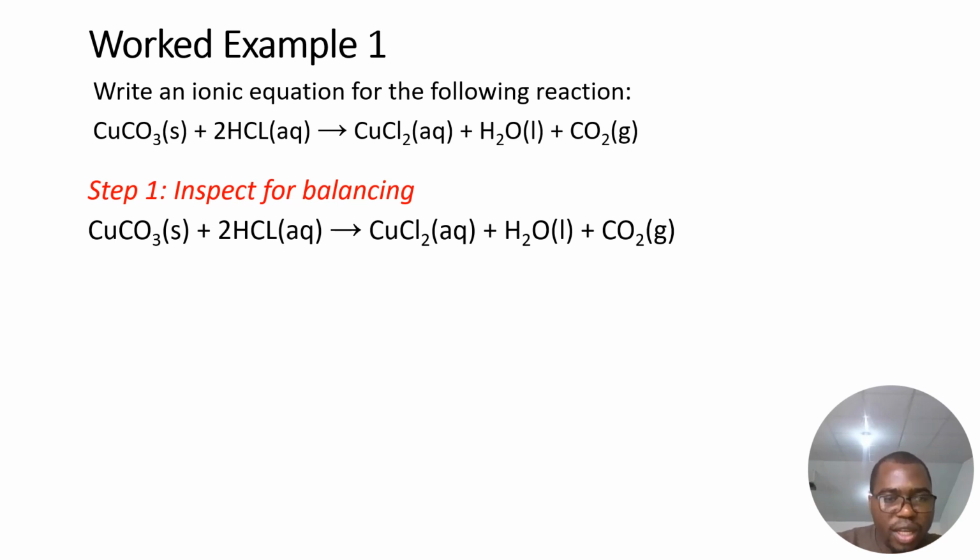So if we check this one, you find that copper here is 1. We have 1 copper this side. We have 1 carbon. We also have 1 carbon this side. So oxygens, we have 3. Even this side, we have 3. 2 plus 1, so that is 3. We have 2 hydrogens here, then 2 chlorines. We also have 2 chlorines. So this equation is self-balanced.